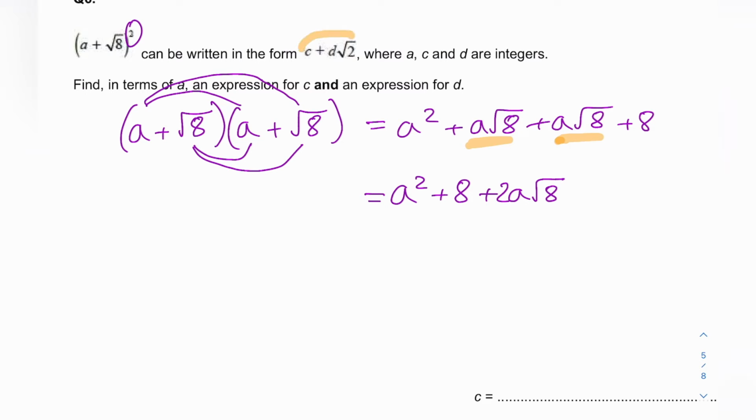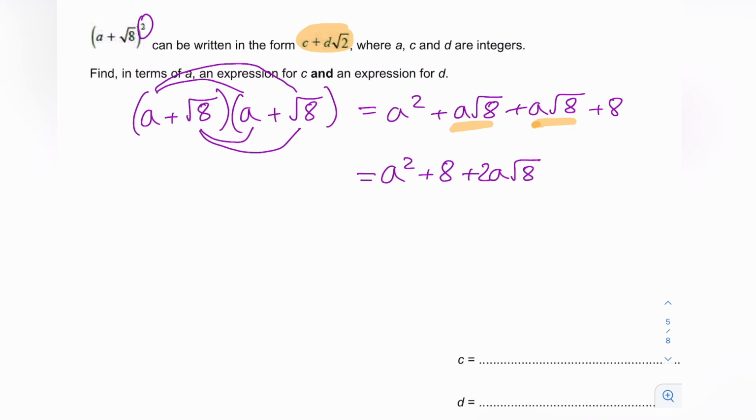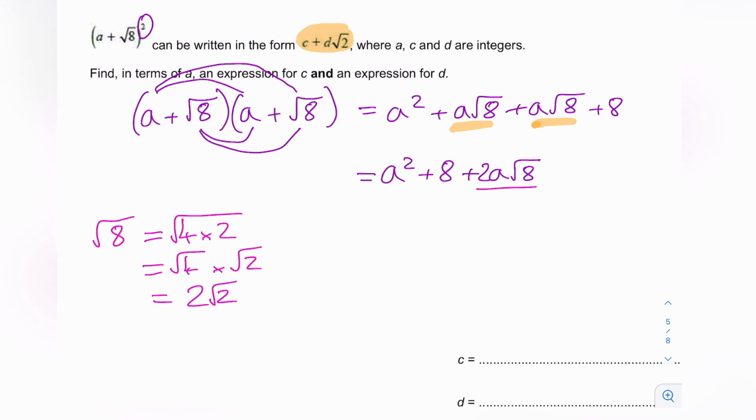You will then notice that this is not in the same form as our question, so we've got to do some extra work here. We've got to simplify this to a root 8. To do that, I'm just going to look at the root 8. I can simplify that like we did in the first question by picking out a square number which is a factor. That is equal to root 4 times root 2. The square root of 4 is 2, and our root 2 stays the same.